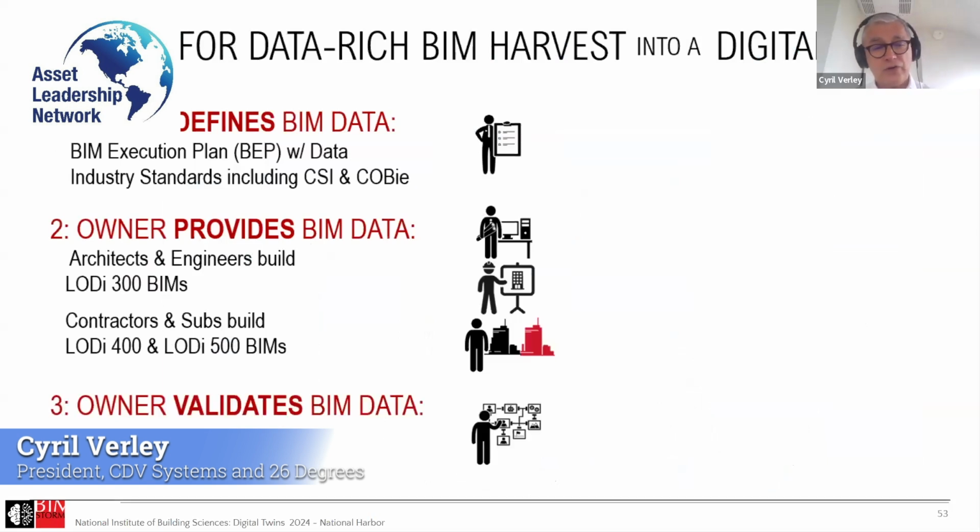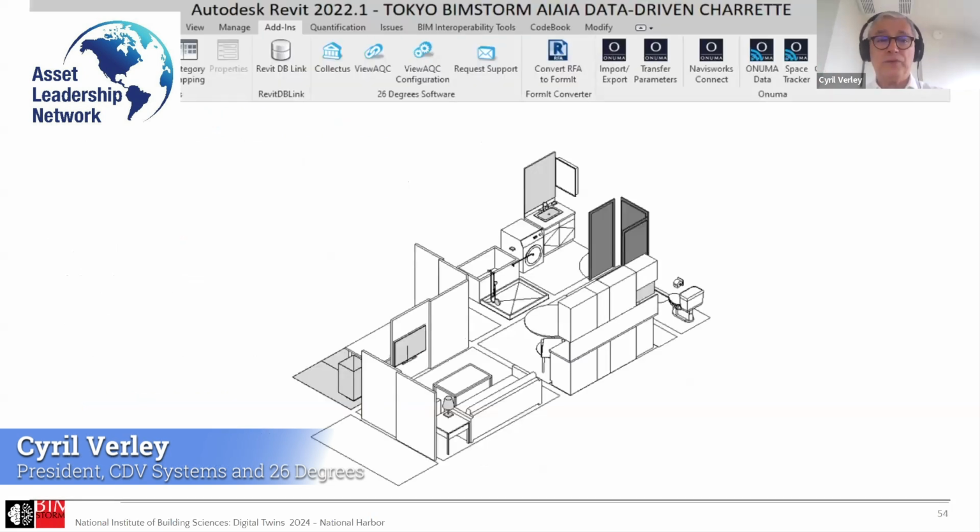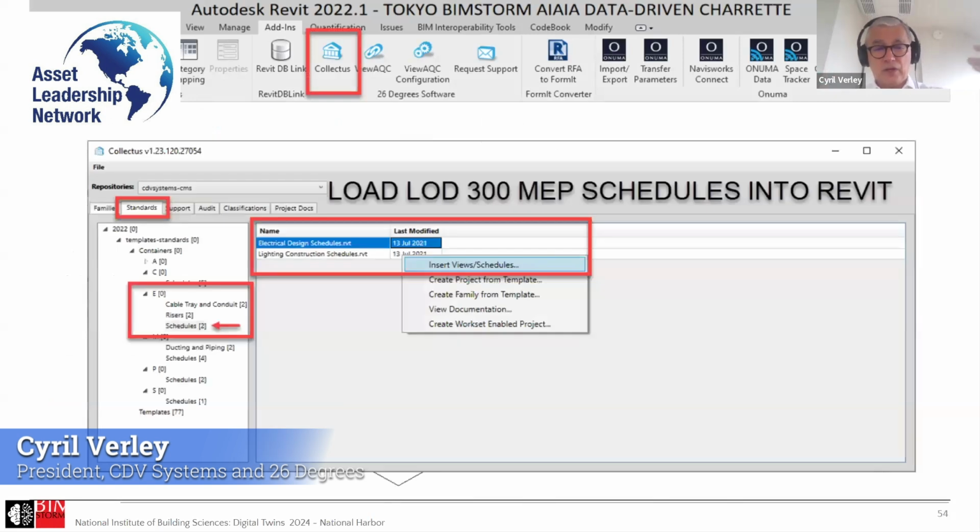Step 3, the owner needs a mechanism to validate the model. And that's been the problem all along, that owners don't have BIM experts. So we've created within Collectus a structure that allows the owner to check the models without being BIM experts. So here, if I look at the Collectus model, all of the requirements that were in the BIM execution plan for data are built as Revit schedules. It's like an Excel file inside of Revit.